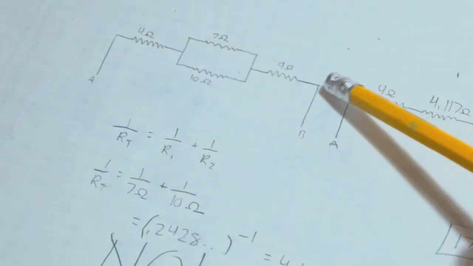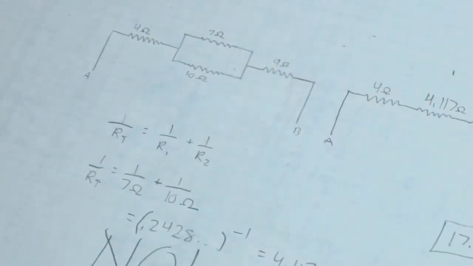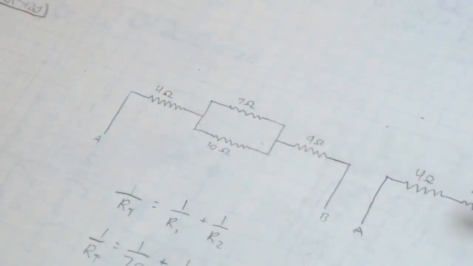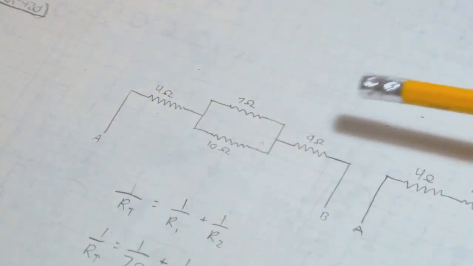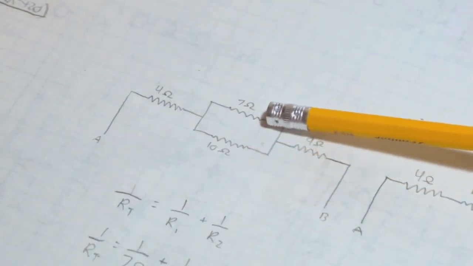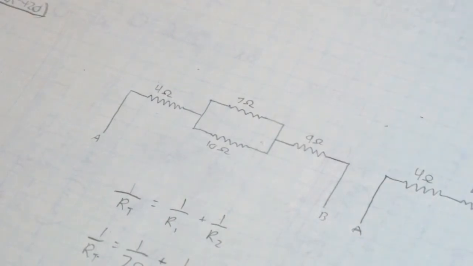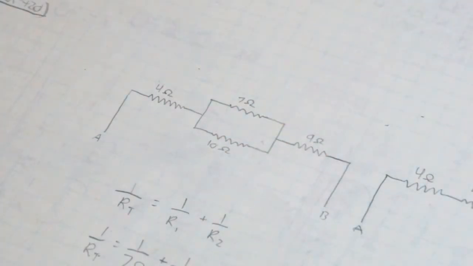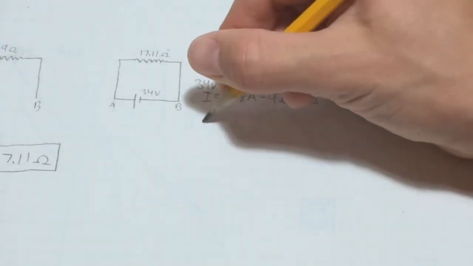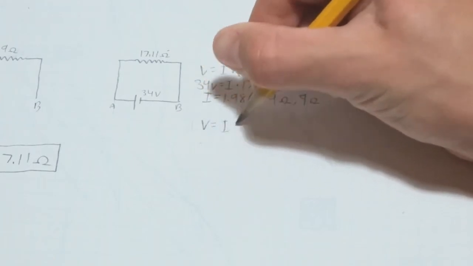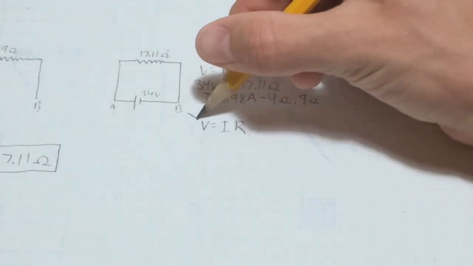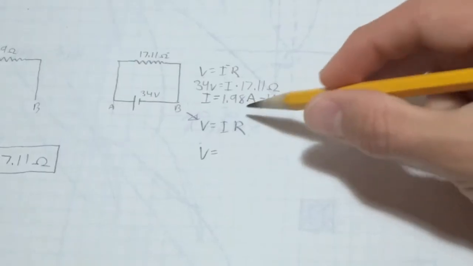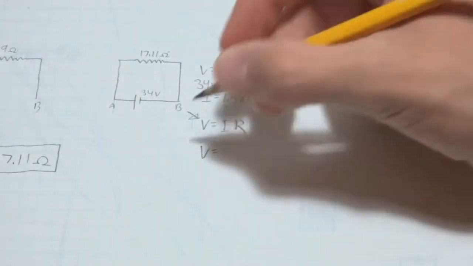We've solved for the 4, we've solved for the 9, we still have to solve for that parallel section. To find the current that the 7 ohm resistor and the 10 ohm resistor are going to receive, first we need to find the number of volts that are going to go through both of those resistors. And then from there, we can divide that by their resistances, and we can get the amount of current. So let's write down our equation. V equals IR. And in this case, we are solving for the voltage. So V equals, we found most recently, 1.98 amps.